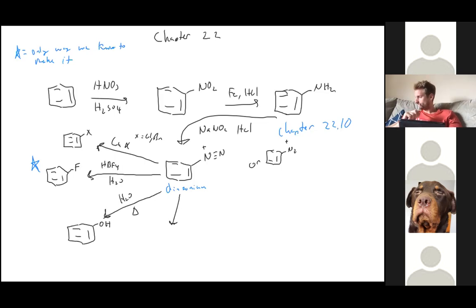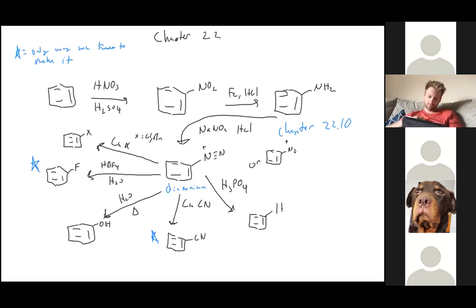Let's see. CuCN, so copper nitrile. Or if we just add in H3O plus or H3PO4, that's what I want. We can just add a proton here.